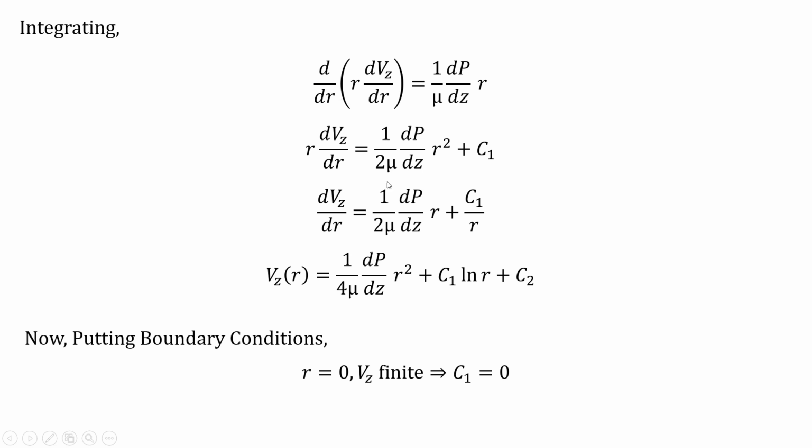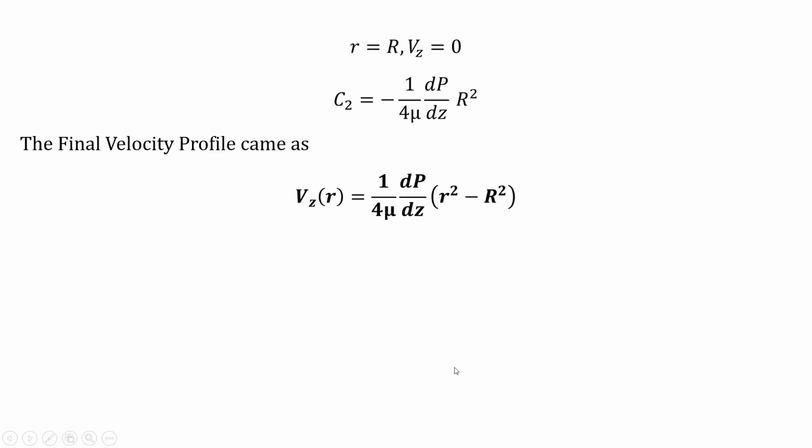Now integrating this equation, we get the velocity profile as Vz equals 1 by 4 mu dp by dz r square plus c1 ln r plus c2. Now at r equals 0, Vz should be finite, and if we put r equals 0, this term will go to 0 and this term will go to infinity. So c1 should be 0, so that Vz is finite. So we can conclude that c1 equals 0. At r equals R, Vz equals 0. Putting this condition and solving, we get c2 as minus 1 by 4 mu dp by dz R square. So Vz will be 1 by 4 mu dp by dz (r square minus R square).